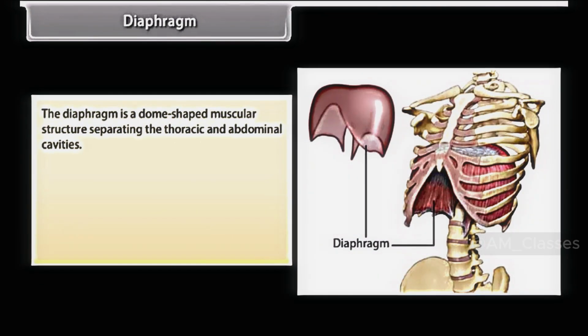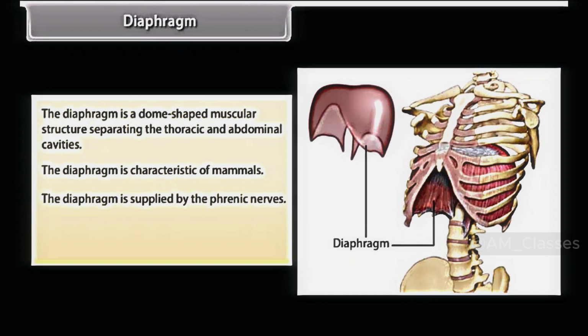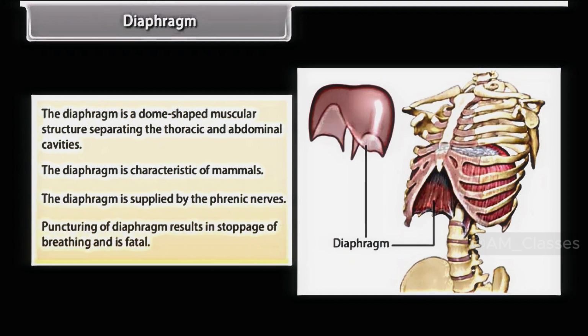Diaphragm. The diaphragm is a dome-shaped muscular structure separating the thoracic and abdominal cavities. The diaphragm is characteristic of mammals. The diaphragm is supplied by the phrenic nerves. Puncturing of the diaphragm results in stoppage of breathing and is fatal.